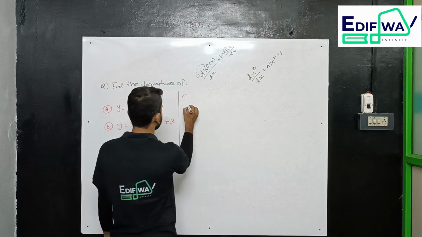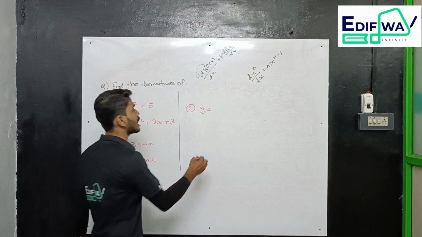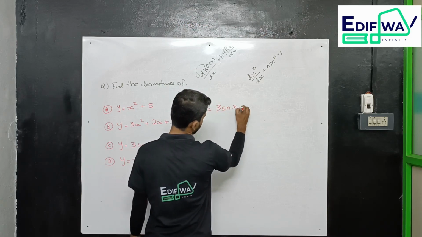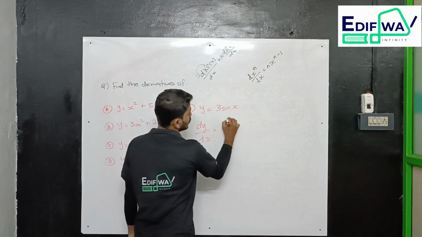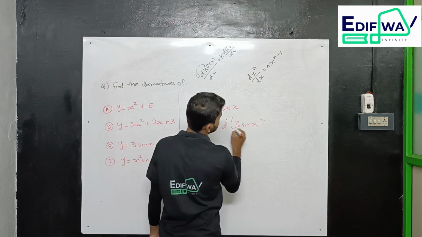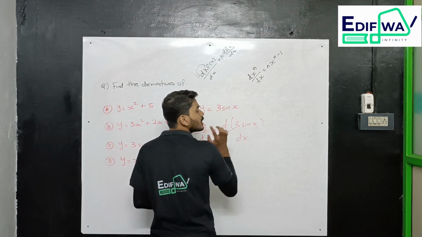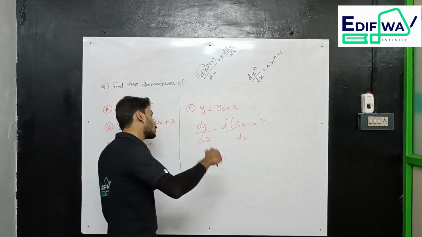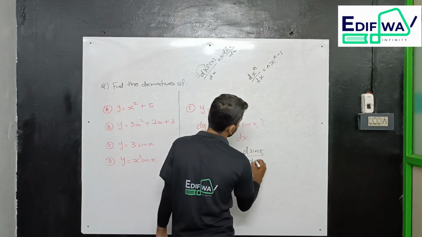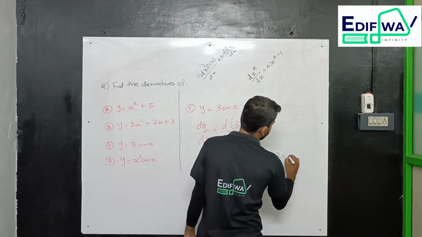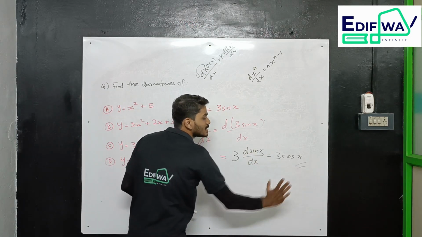So your C question is y is equal to 3 sin x. So dy upon dx is the derivative of 3 sin x. It's very simple. 3 is a constant, sin x is a function. Take the constant outside, take 3 outside, derivative of sin x. I will write the final answer. 3 cos x. That's all. Because the derivative of sin x is cos x, 3 remains as such, so 3 cos x.